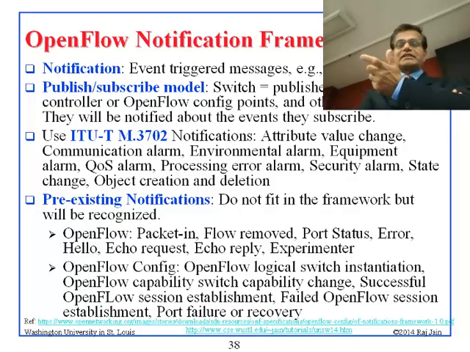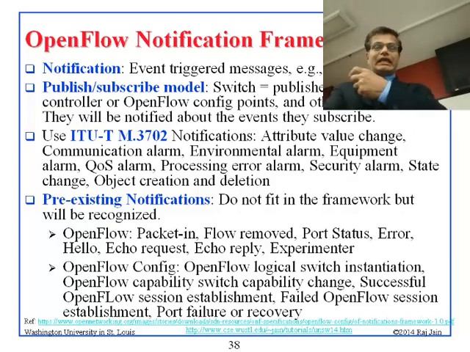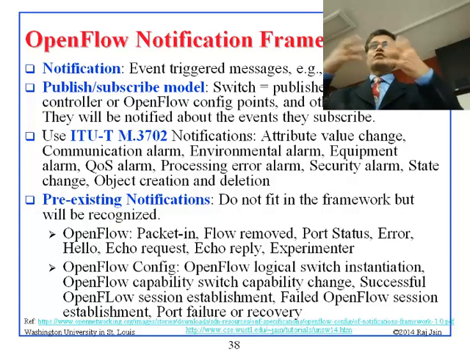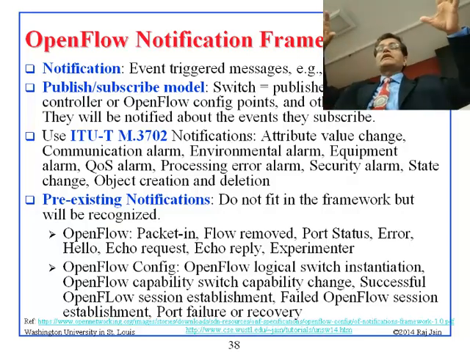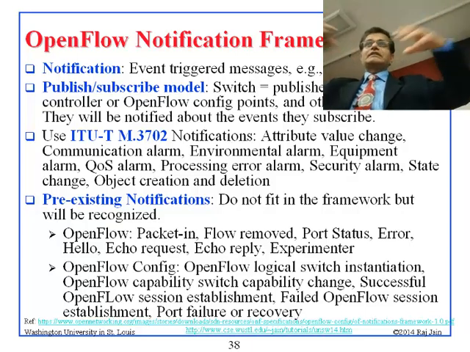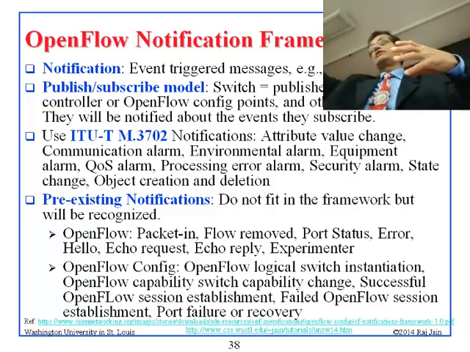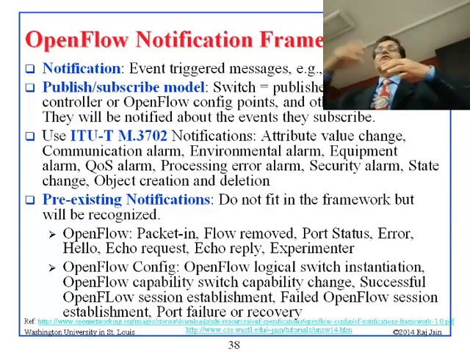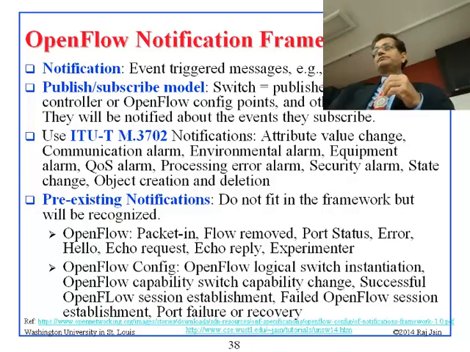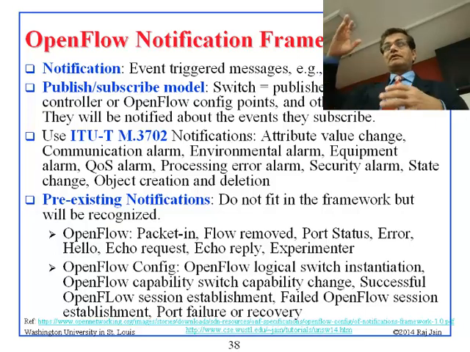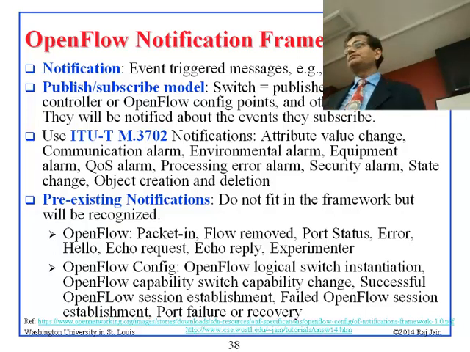So it is an event triggered message, for example if the link goes down. This one actually uses the standard publish subscribe model, which is basically that the switch is the publisher and any controller who is allowed to subscribe is a subscriber. The switch could check and say, sorry, you are not allowed to subscribe to this. Some controller could say, anytime your link goes down, please let me know. So whenever the link goes down, you let them know. This is the protocol for that.